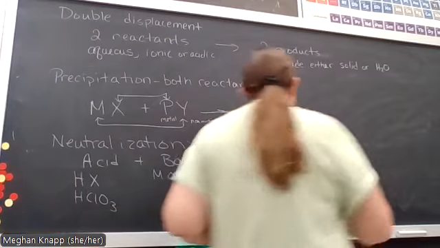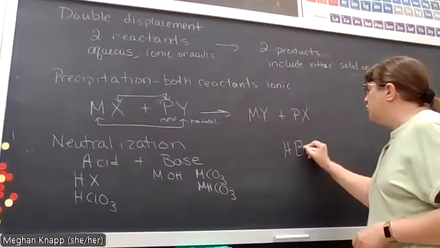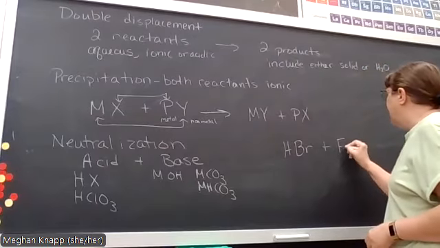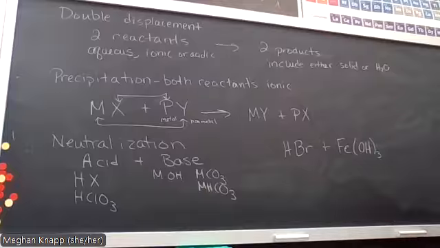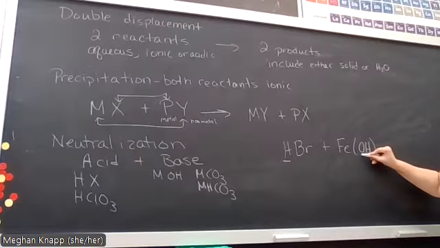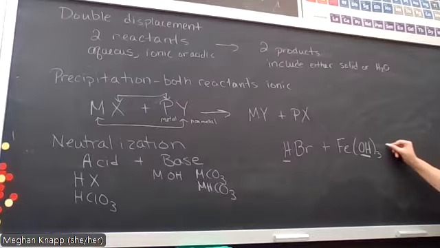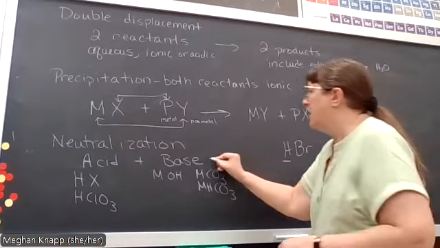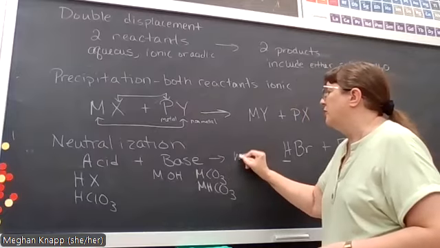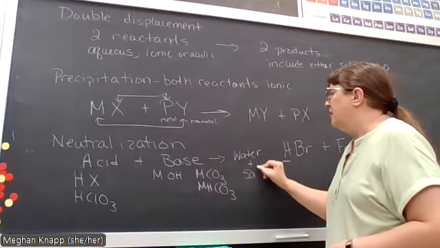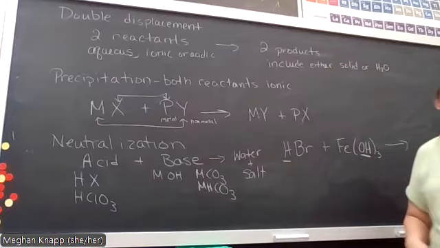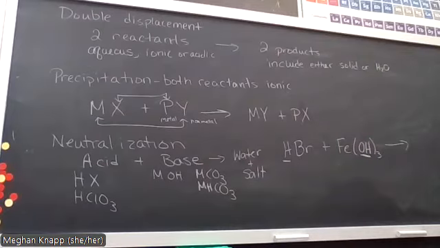So if I had HBr plus Fe(OH)3, this is the acid because there's an H there. This is the base because there's an OH there. And you had to predict the products. The products, and I should have said this, are going to produce water and a salt. The salt is just putting together the metal and the nonmetal.